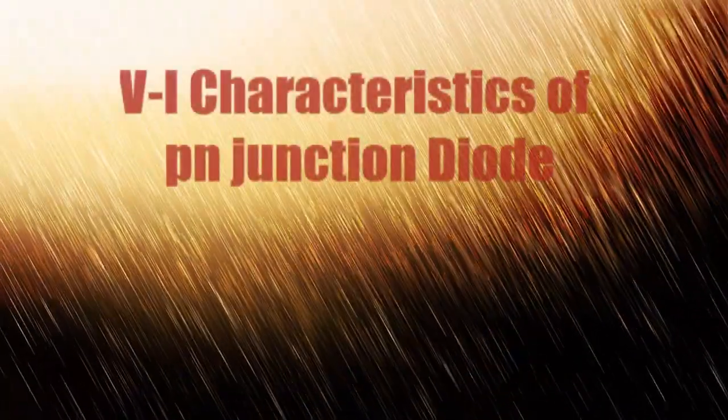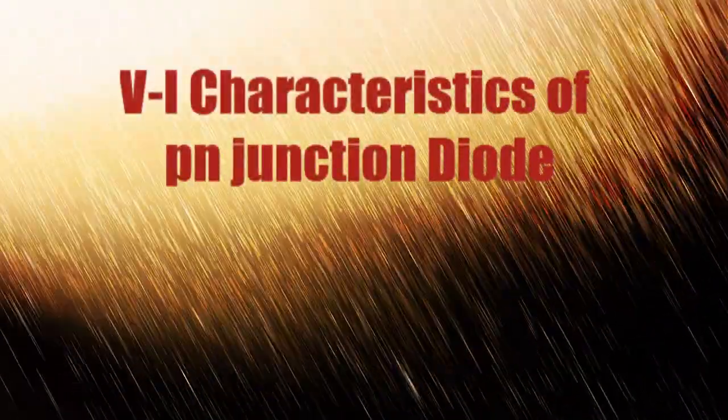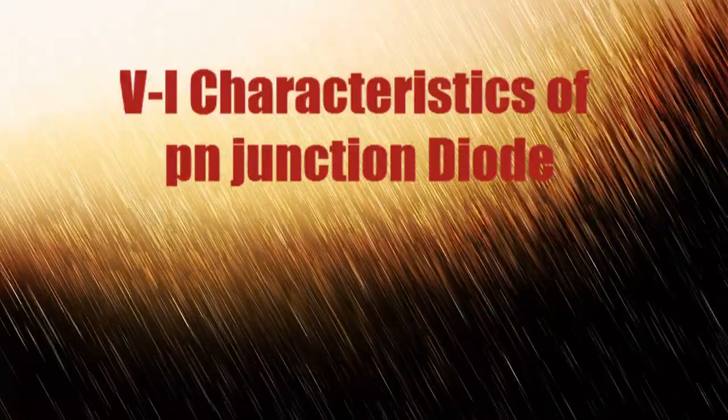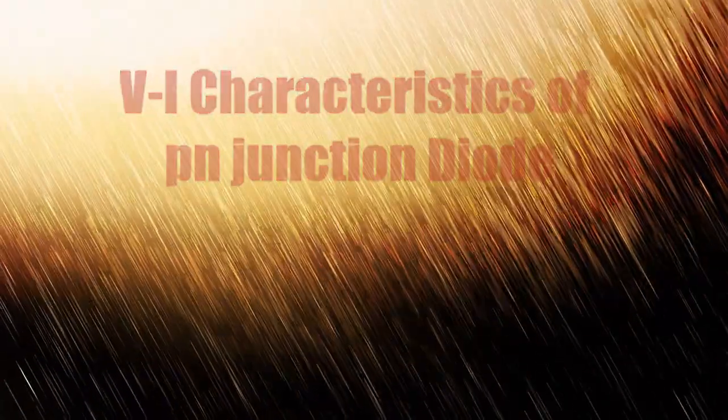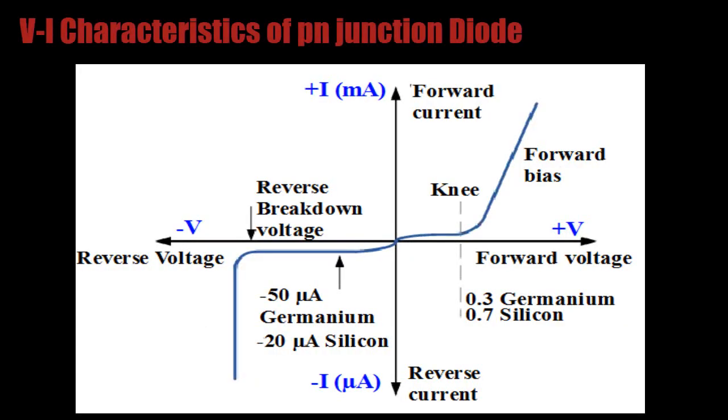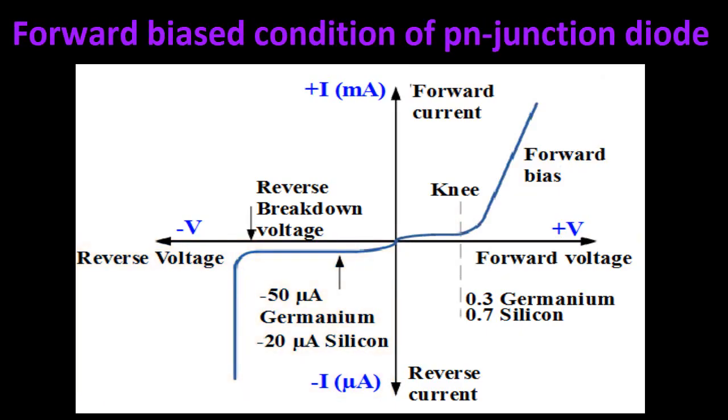Let us study about voltage ampere characteristics or VI characteristics of PN junction diode. This can be studied in two different ways. Firstly, forward bias condition. Secondly, reverse bias condition. Now, let us study about forward bias condition of PN junction diode.